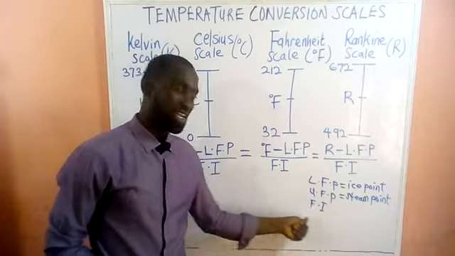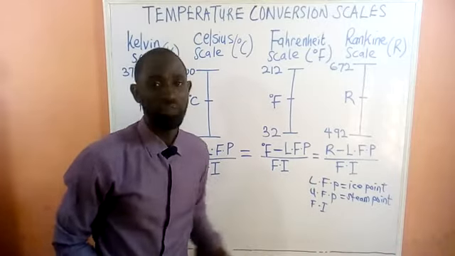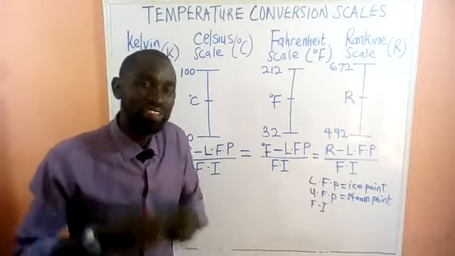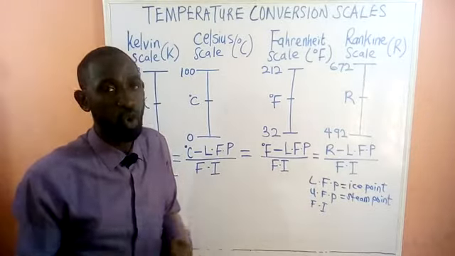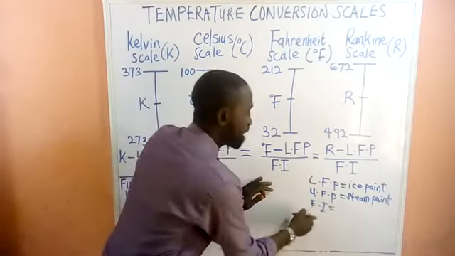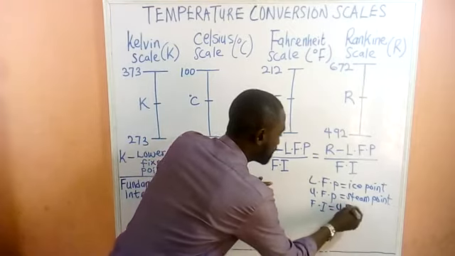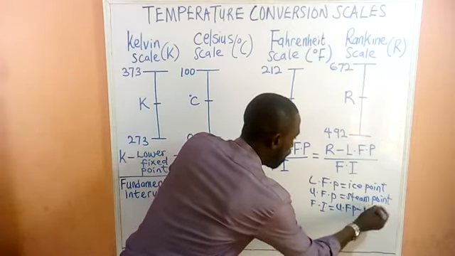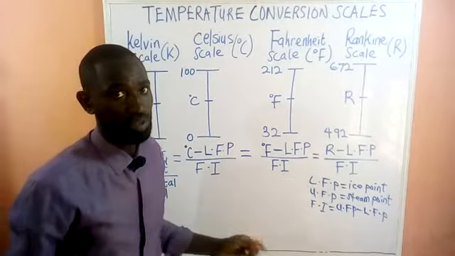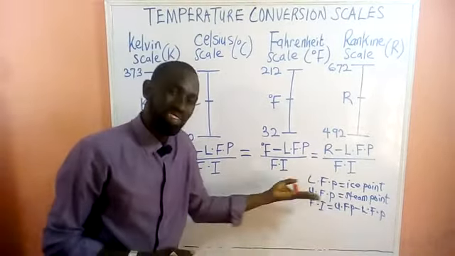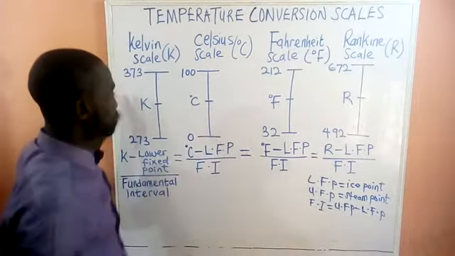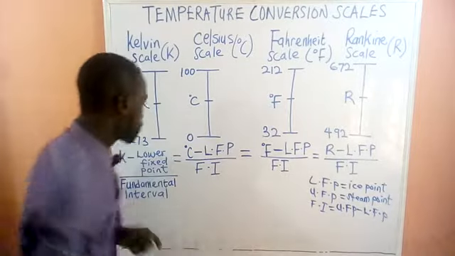What is FI? FI means fundamental interval. Class, the difference between the lower fixed point and the upper fixed point is what we call the fundamental interval. So for FI, we have upper fixed point minus lower fixed point. That will give us the fundamental interval. Once we understand these three key concepts, we can do justice to these scales. Are you with me? So let's go now.